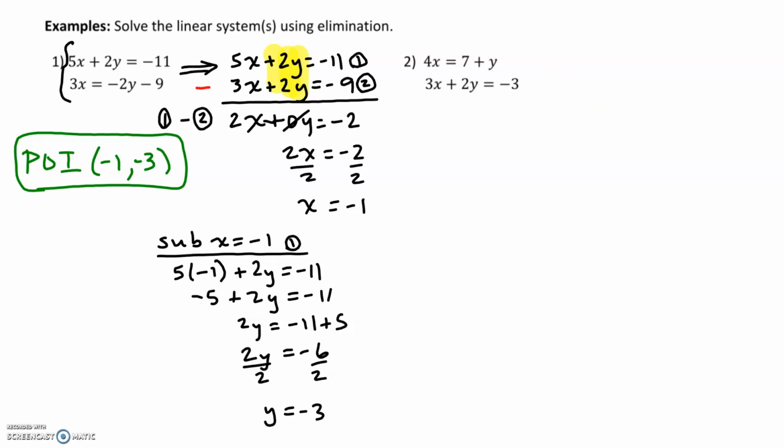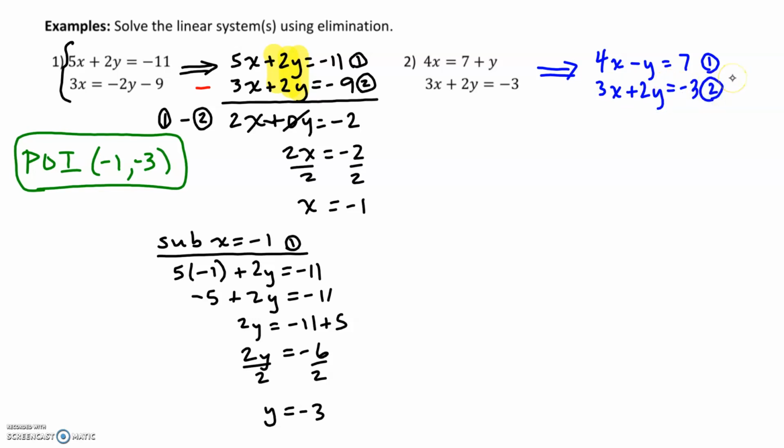So step 1 is to make sure both of our equations are in the form x plus y equals 7. I can see my first equation needs to be fixed, so I'm going to go ahead and do that. I'm just going to write in blue instead. So it'll be 4x minus y equals 7. And there's my equation 1.